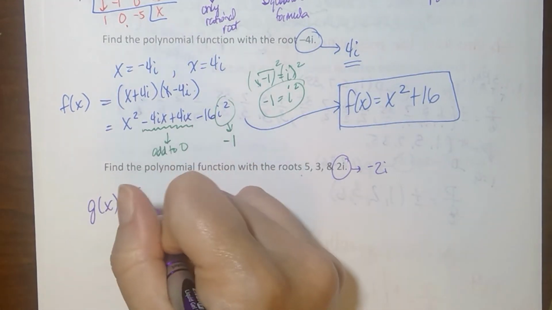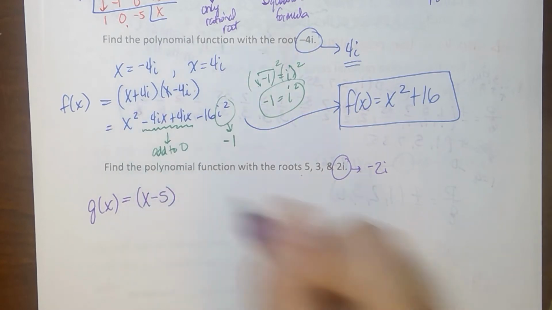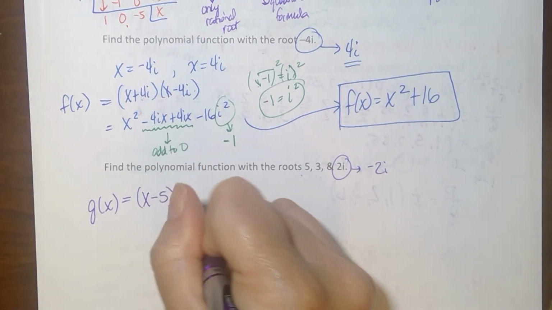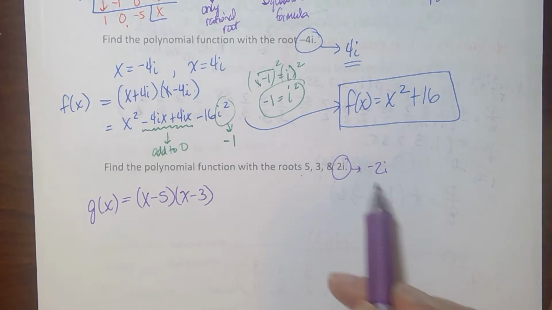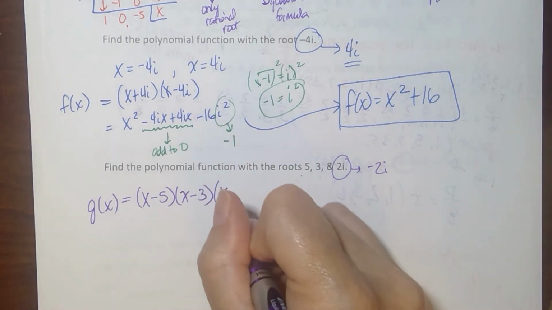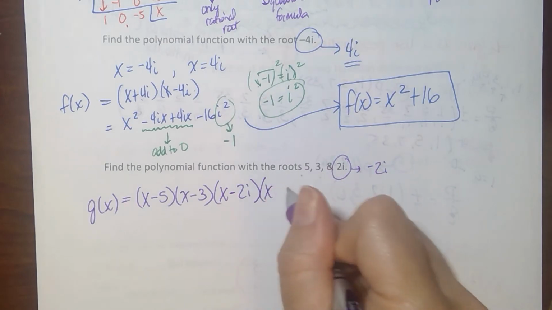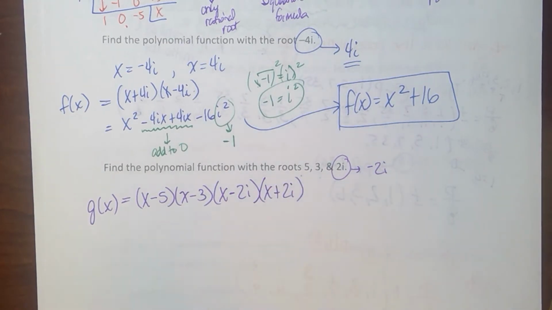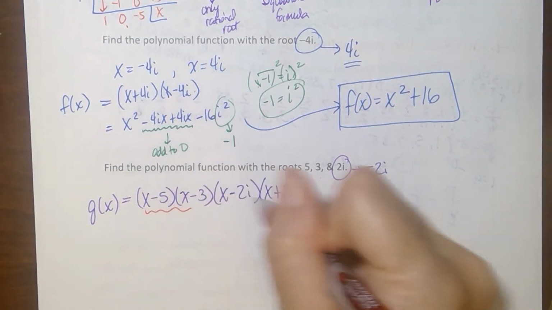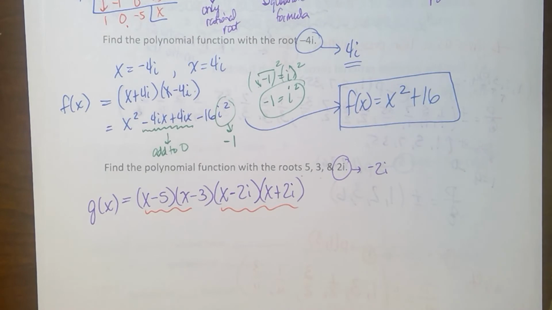So if x equals 5, then I have x minus 5. If x is equal to 3, that gives me x minus 3. And then I have those imaginary roots. X minus 2i becomes that factor, and then x plus 2i is my last factor. I'm going to FOIL these, pairing up my conjugates. Every time, make sure you pair up your conjugates.